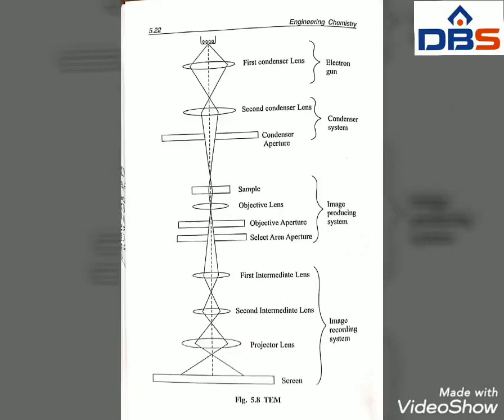Third one, image producing system. The image producing system consists of the objective lens, movable specimen stage, and projector lenses. It focuses the electrons passing through the sample to form a highly magnified image.